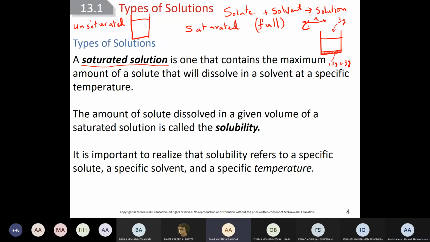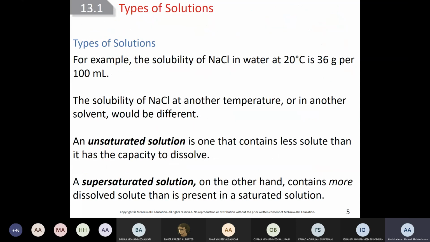Doctor, does this have to do with the concentration? Of course, it has to do with concentration, definitely. Then saturated means what? The maximum concentration. You cannot put any more. So if it's below that, then it is unsaturated. In Arabic, غير مشبع. This means you can add more to it. Is this clear? Okay.